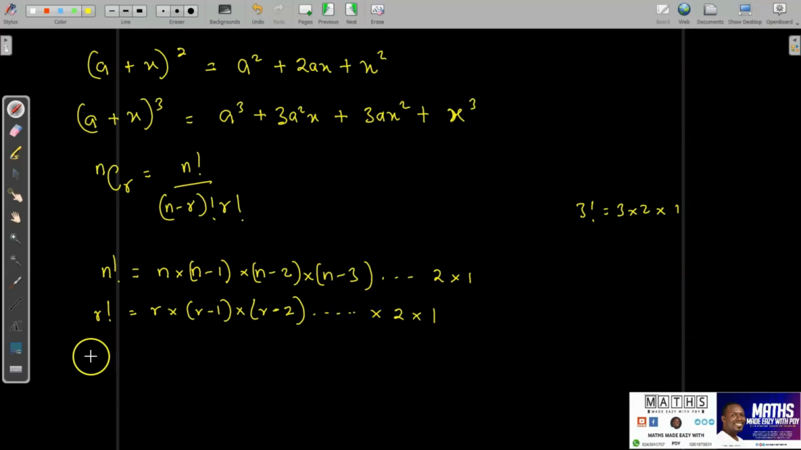What do you think n minus r all factorial will be? How can we write the expansion for it? Take your time. Even if you get two of the terms right, I'm okay with it. It is n minus r all factorial. How can we write the expansion for it?